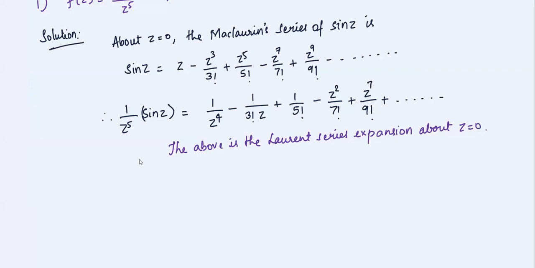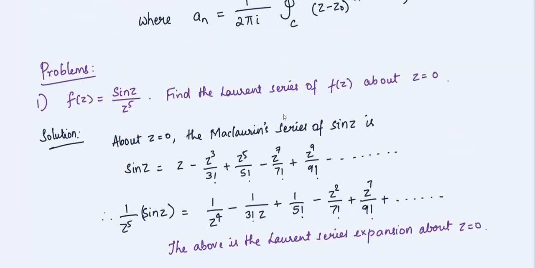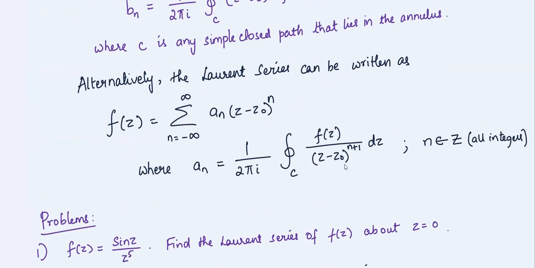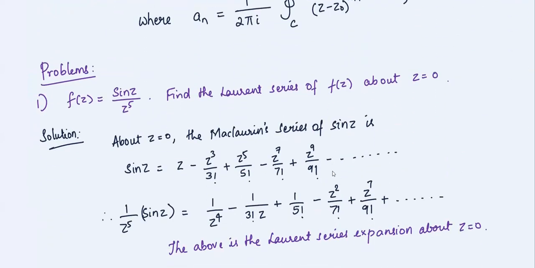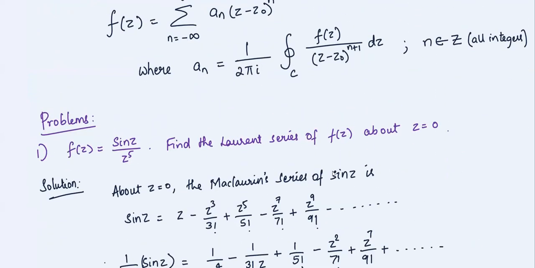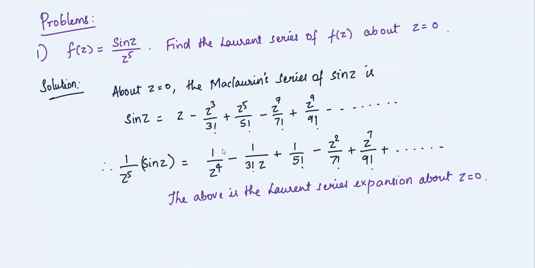Straight away, very simple. If we actually write these terms and evaluate, we will get the same result. We can try it, but there's no point. So here you will get 2 pi i by n factorial into f dash z, f double dash z. You will get the same result. So this is an easy way to write the Laurent series expansion.